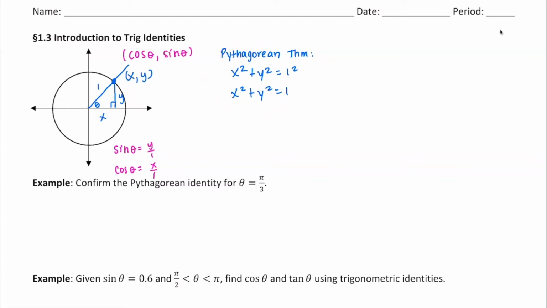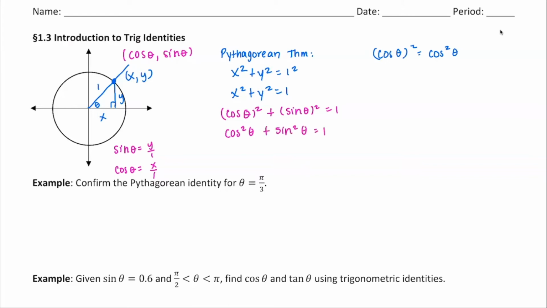We can go ahead and say that x squared is the same thing as cosine of theta squared, and y squared is the same thing as sine of theta squared, and that still equals 1. And then to simplify this expression, cosine theta squared, in trigonometry, we also write that as cosine squared theta. Those are considered to be the same thing. So we can simplify this expression down to cosine squared theta plus sine squared theta equals 1.